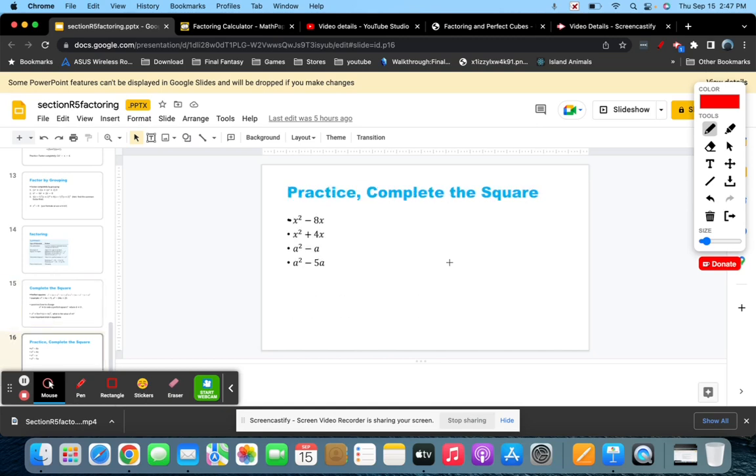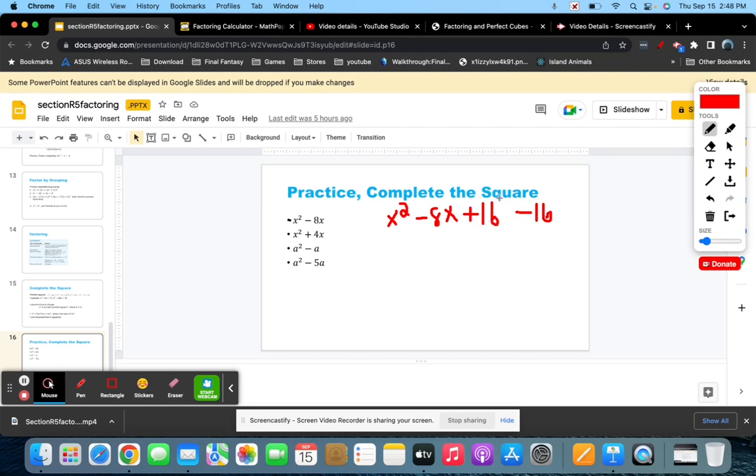So let's see. X squared minus 8x. I need to take half of 8, which is 4, and square it. So that's going to be 16. Now I can't just add 16 from anywhere, so I also have to take it away. So it's going to be x squared minus 8x plus 16. As I said, I can't just get plus 16 from nowhere, so I also need to have a minus 16 to make sure I keep it even and balanced.